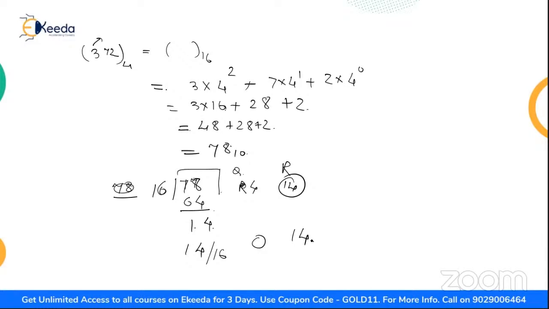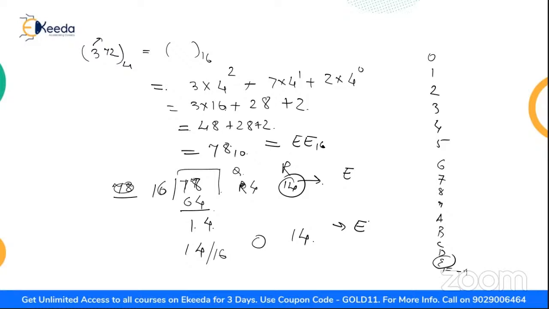Okay. Then you have to convert this. What do you mean by 14? See here: 0, 1, 2, 3, 4, 5, 6, 7, 8, 9, A, B, C, D, E, F. This is 15. So you'll get this one as E, this one also as E. So this will be equal to EE in base 16.